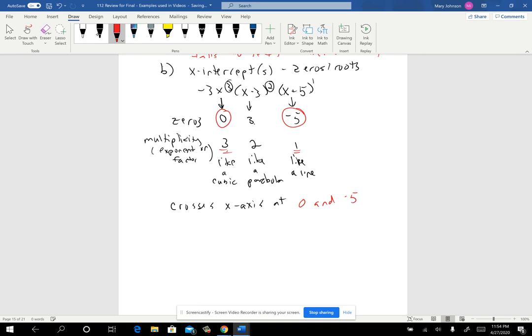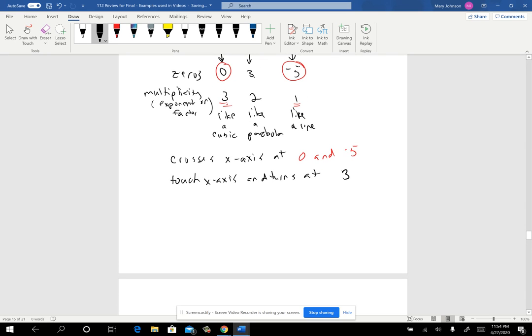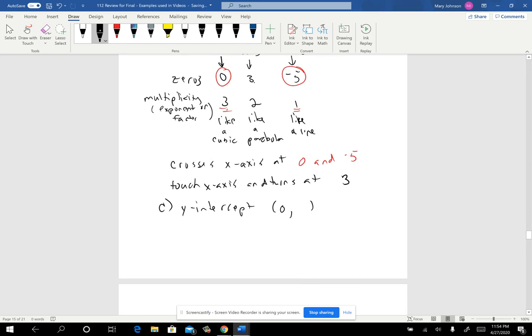And then the next part says, at which zero does the graph touch and turn? Touches the x-axis and turns at 3. And on C, they want the y-intercept. That's what happens when you plug in a 0 for the x. And so we have to go all the way back, but because there's an x out in front of everything, it's going to go through the origin.